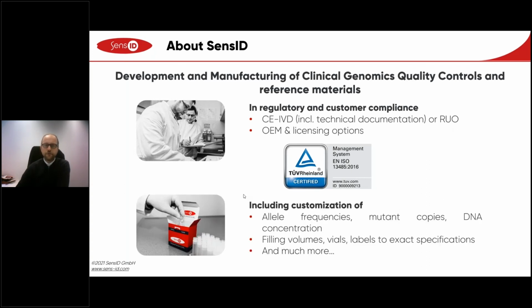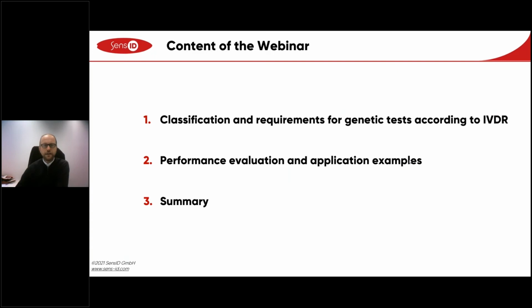And we have a lot of possibilities to customize the products, and we typically say that we make the products fit for purpose, so fit for the need that you have, which means it could be customization of allele frequency in genomic DNA, cfDNA, ctDNA, plasma products, or even formalin-fixed, paraffin-embedded sections. We can customize concentrations, mutant copies, filling volumes, so basically any kind.